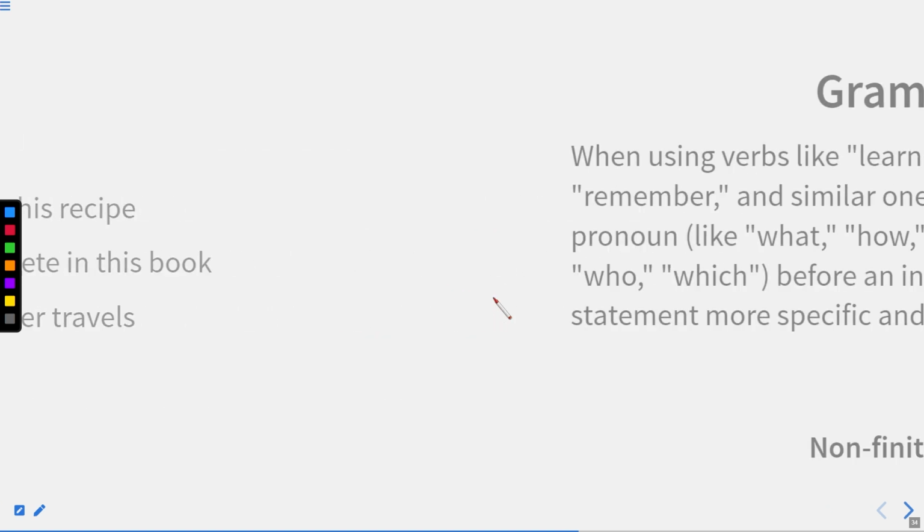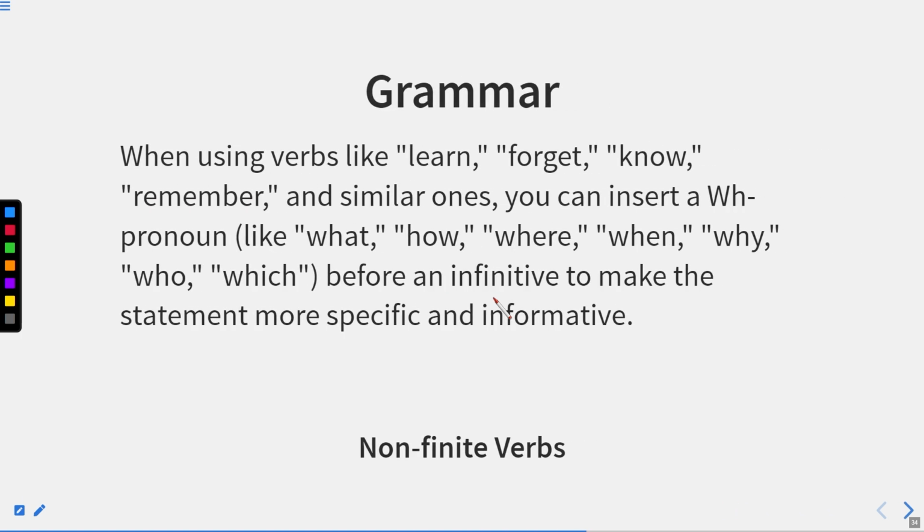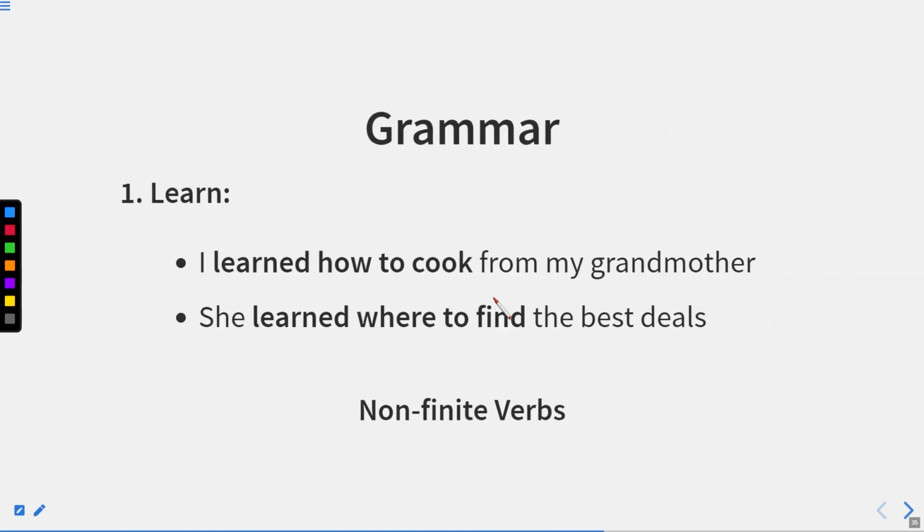Now let us move to the next one. When using verbs like learn, forget, know, remember, and similar ones, you can insert a WH pronoun like what, how, where, when, why, who, which before an infinitive to make the statement more specific or informative. Now, I told you this structure before as well, but here we are going to learn some more words as well. I learned how to cook from my grandmother.